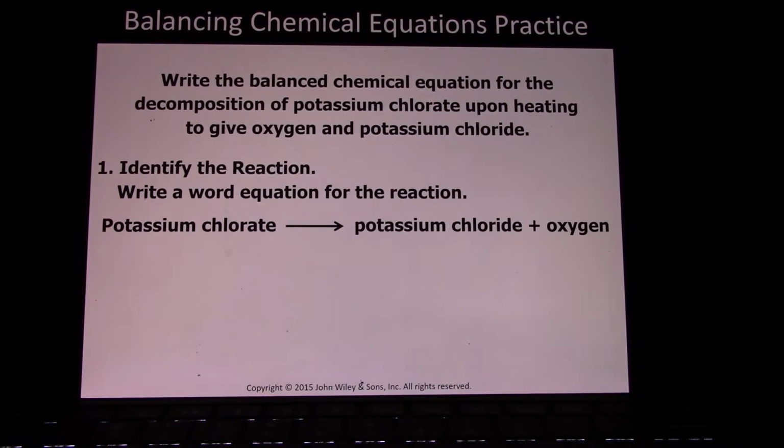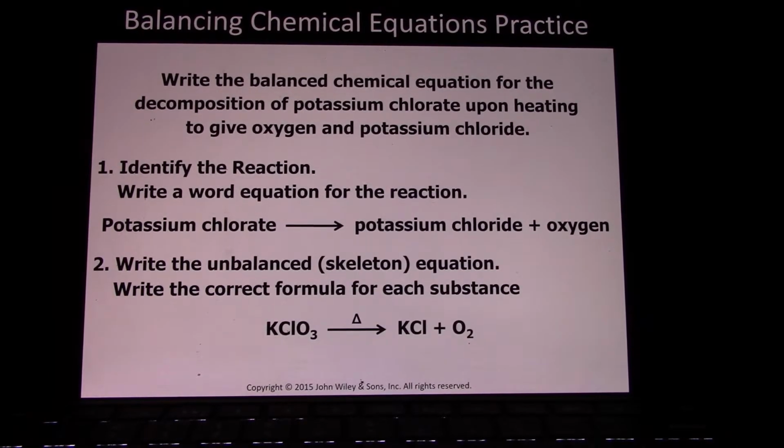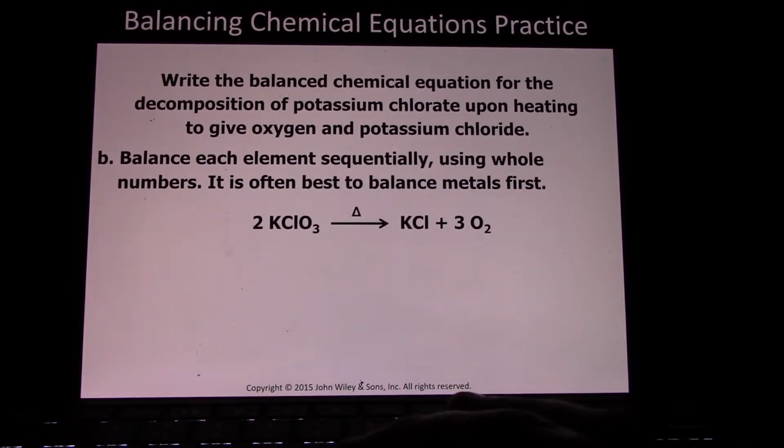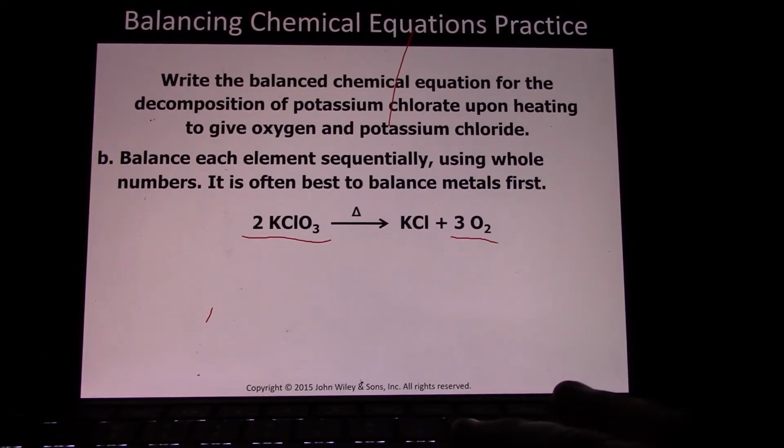So potassium chlorate, when heated, breaks down to form potassium chloride and oxygen. Well, each side has 1 potassium, that's good. Each side has 1 chlorine, that's good. But the left has 3 oxygens and the right has 2. And the smallest number 3 and 2 go into is 6. So we put a 2 here to get 6 oxygens on the left. We put a 3 here to get 6 oxygens on the right.